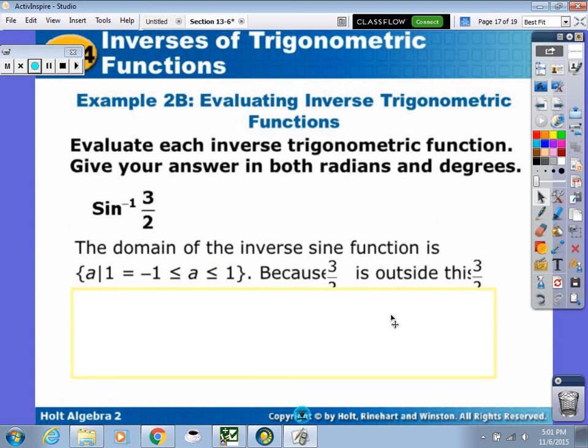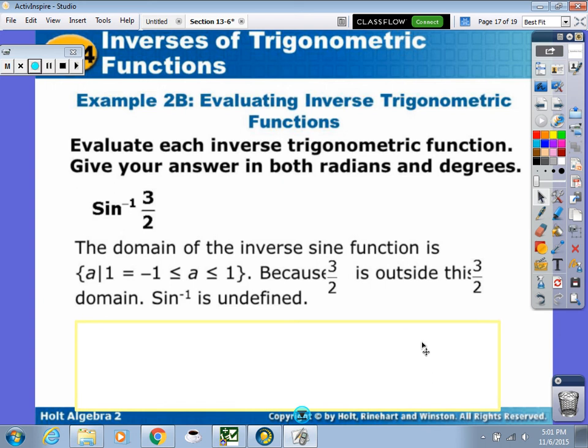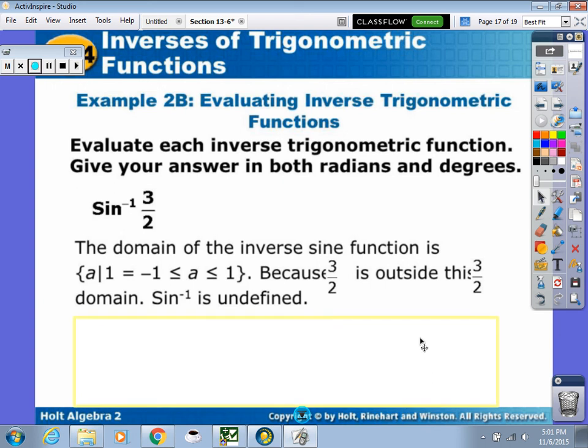and pi over 2, and the input values would be between negative 1 and 1 if you consider the unit circle, and that caps out at negative 1 and positive 1. So when we consider 3/2, we determine that 3/2 is outside of that particular domain, and that means that the inverse sine of 3/2 is undefined.